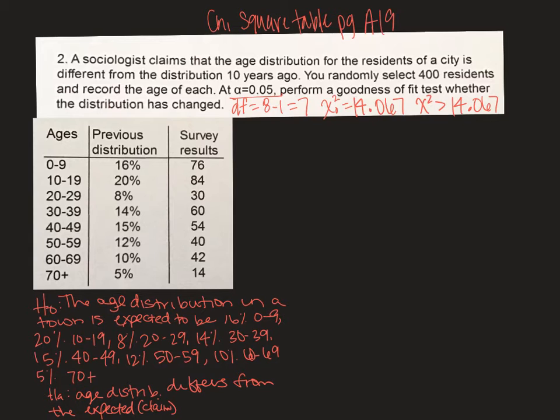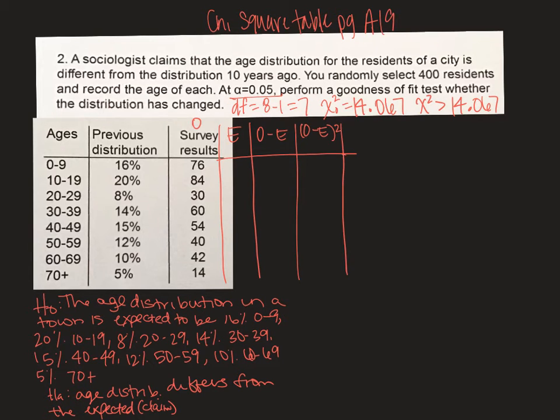Now it's just a matter of finding our test statistic. Remember I told you we were just making a table. Survey results are your observed. So we need to find our expected values, then we subtract our observed and our expected, square that, and then take that observed minus expected squared and divide it by what is expected.